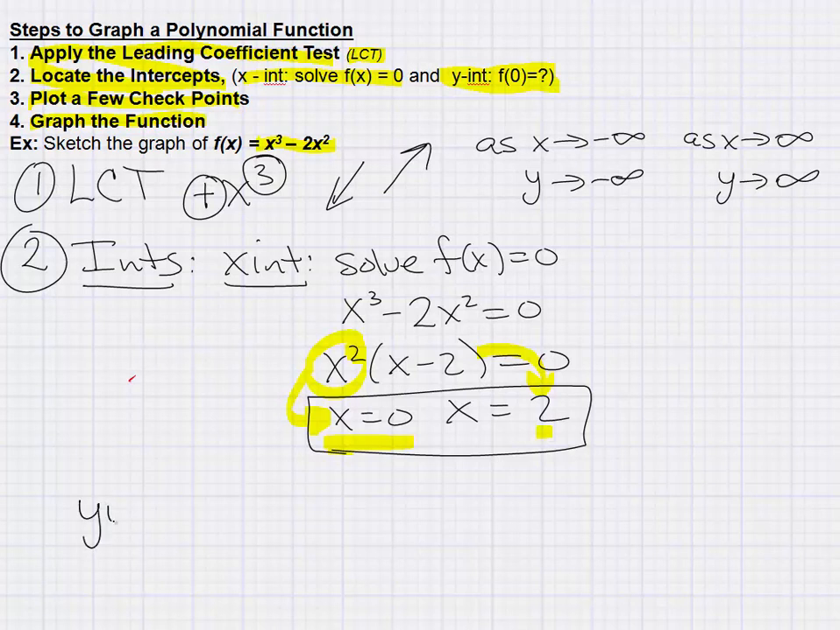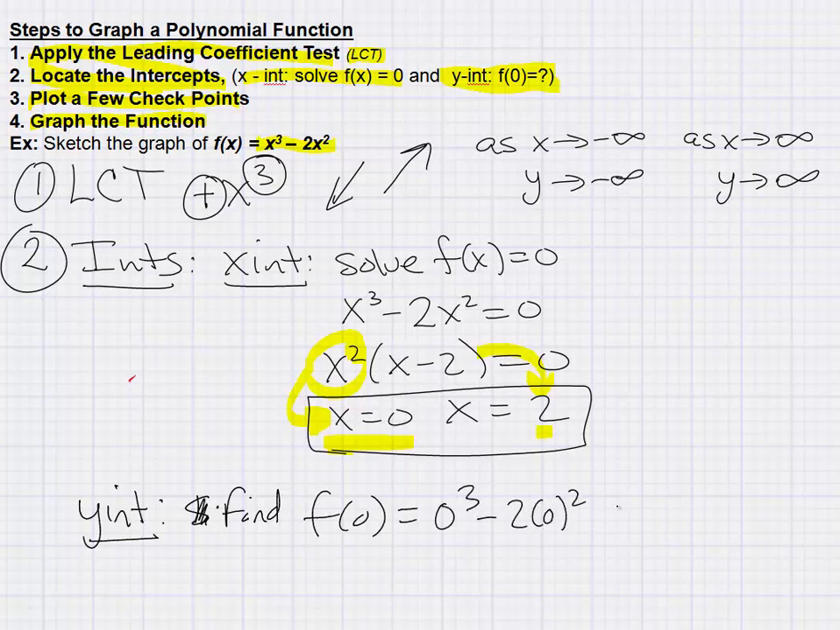Y-intercepts. I have to find f of 0. So I plug 0 in for x. So 0 cubed minus 2 times 0 squared, 0. So my y-intercept is 0, my x-intercepts are 0 and 2. Alright, now that gets you a good idea of some things that go on with the graph. Now start putting it together.